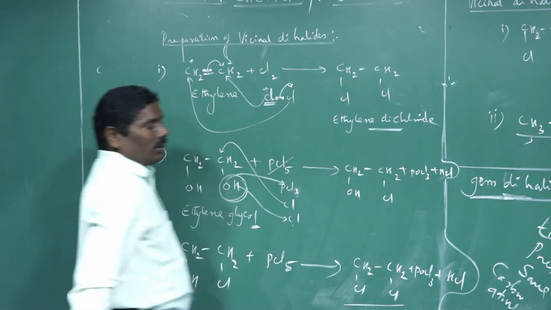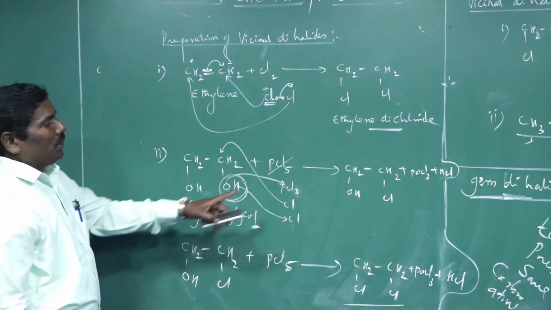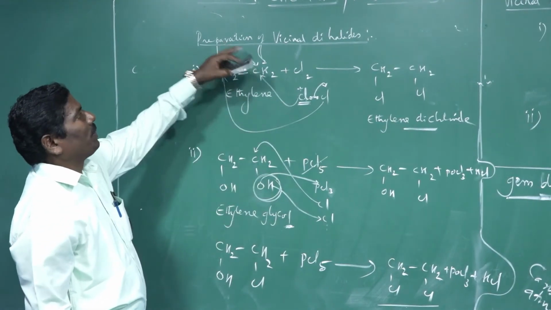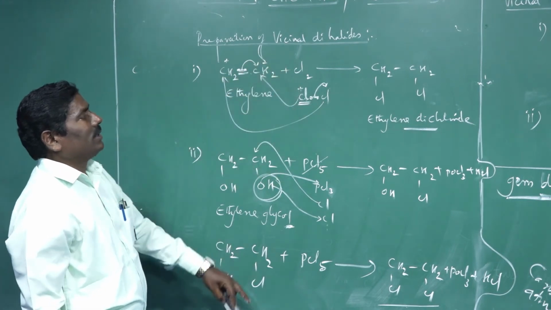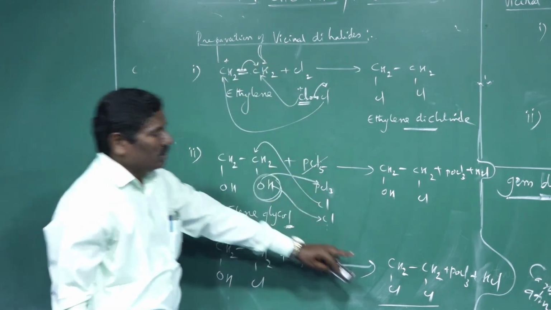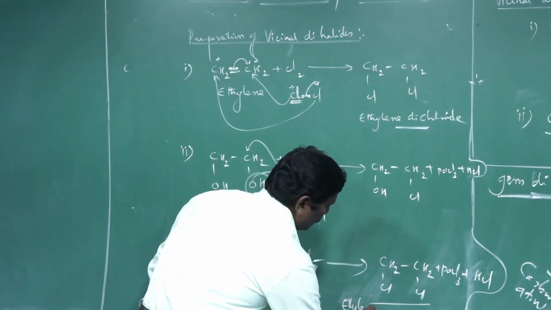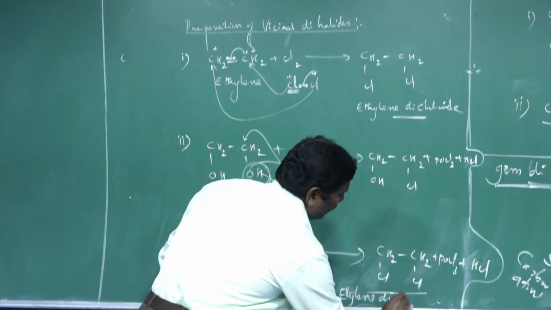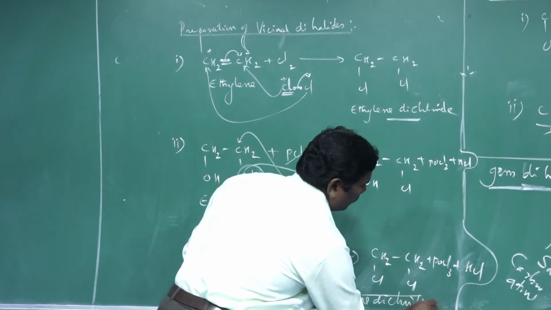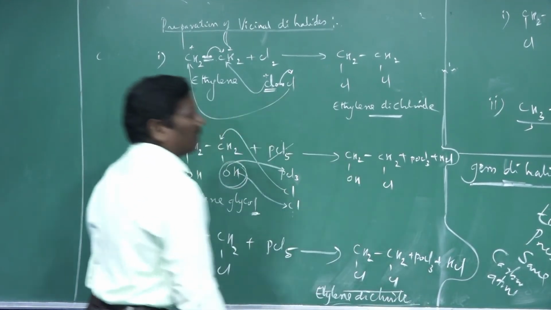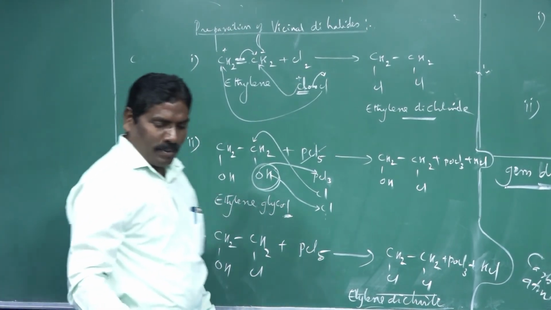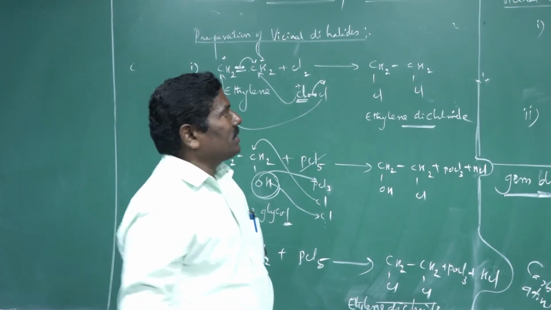This is ethylene dichloride. It is prepared by using two techniques, that is, preparation of vicinal dihalides. Here ethylene dichloride, here also ethylene dichloride. This is also ethylene dichloride preparation. Next we are going to see the physical properties of these halides.